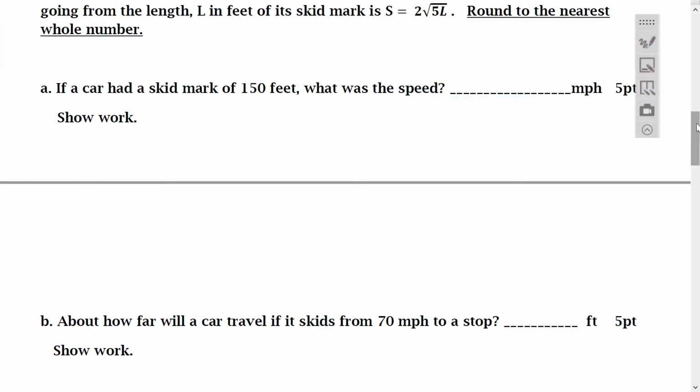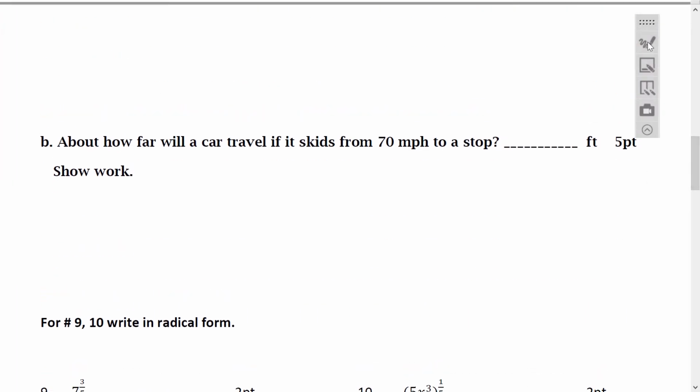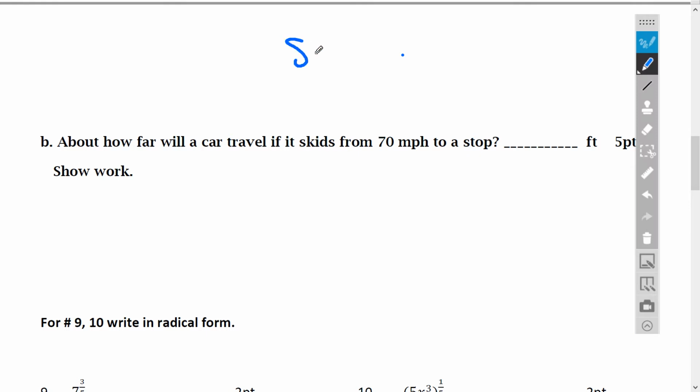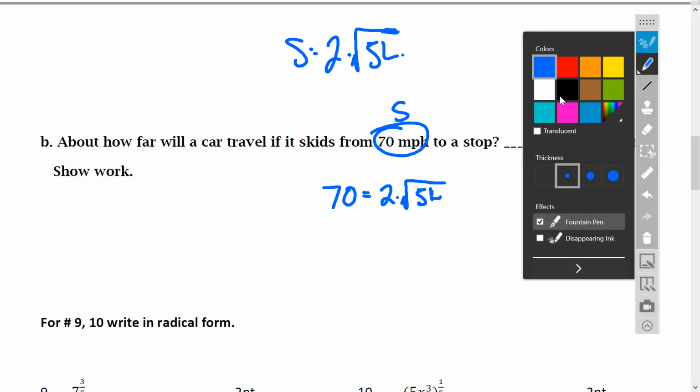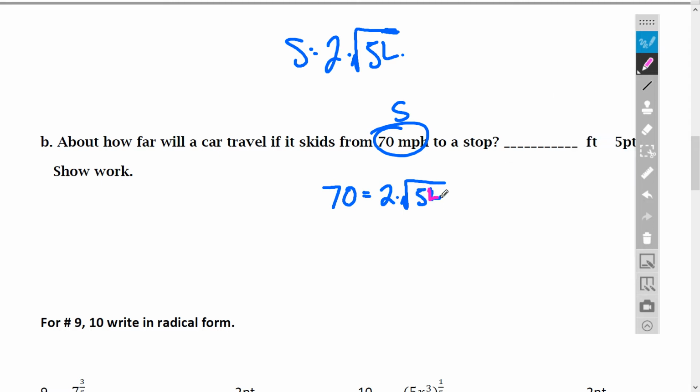Now for our next portion, about how far will the car travel if it skids from 70 miles per hour? So our equation S is equal to 2 times the square root of 5L. This time they give us the speed, so we have to plug that in and then solve for the length. So 70 is equal to 2 times the square root of 5 times the length. This will be solving this equation for L.